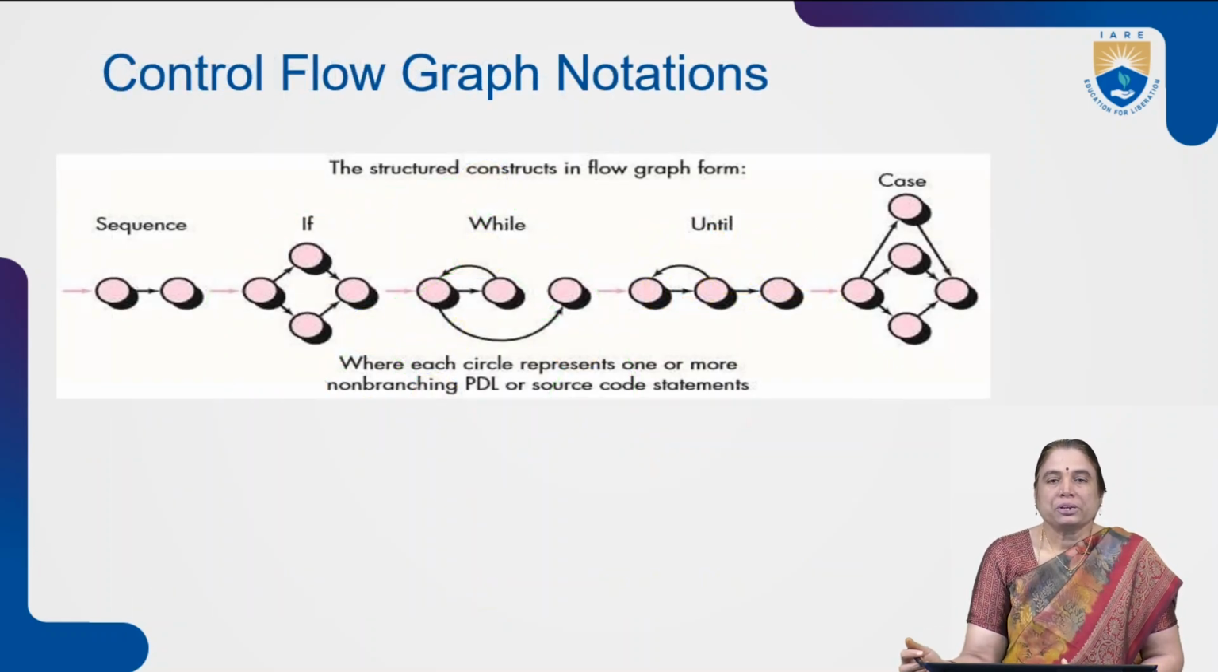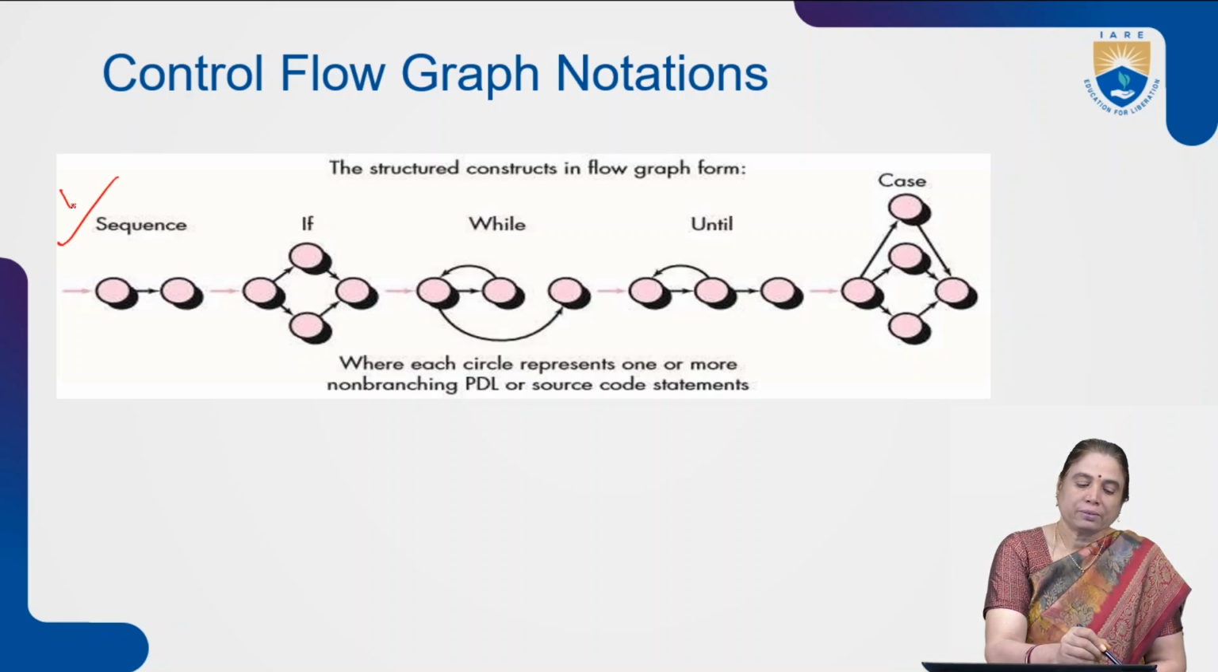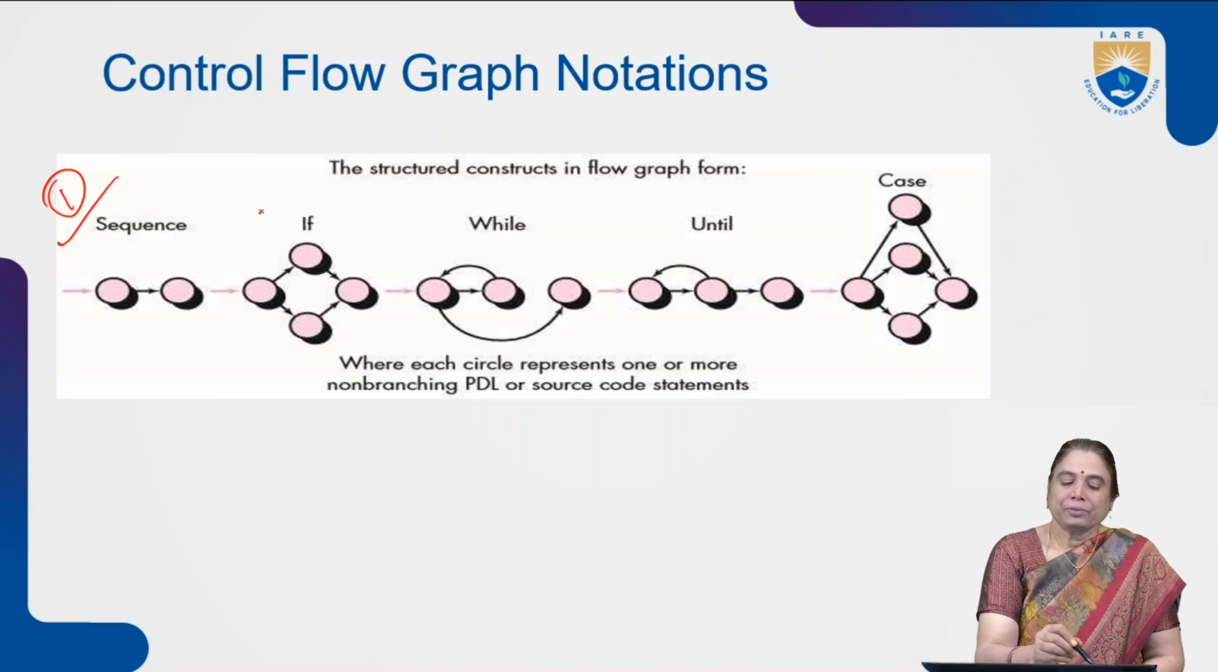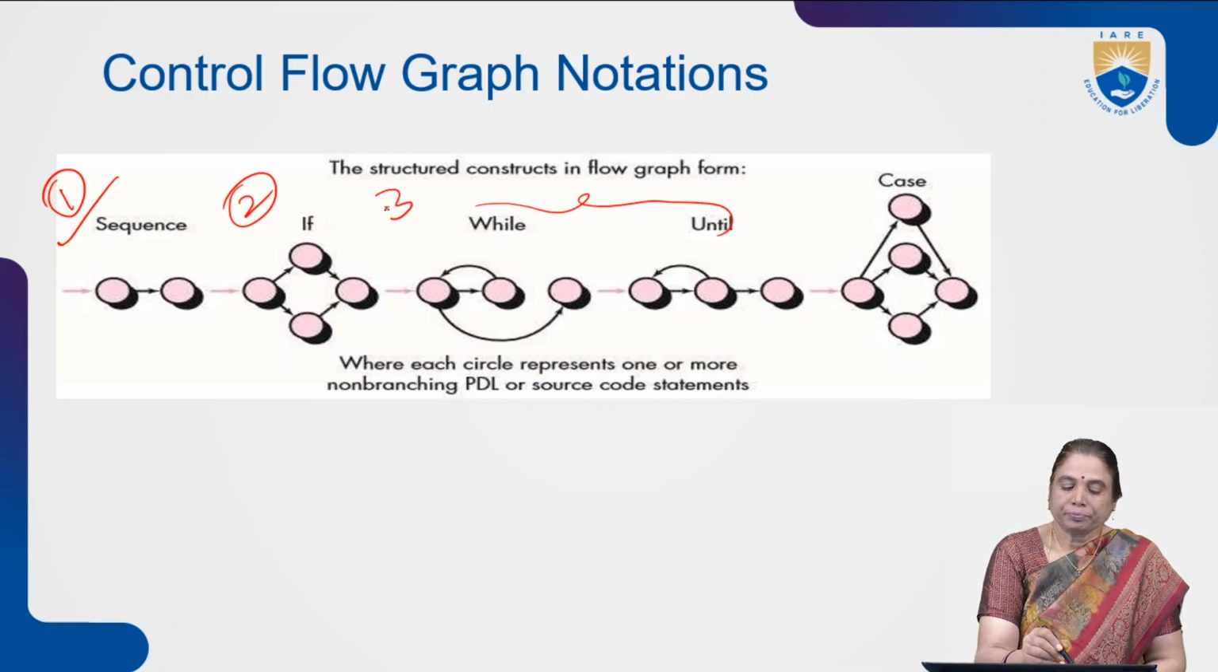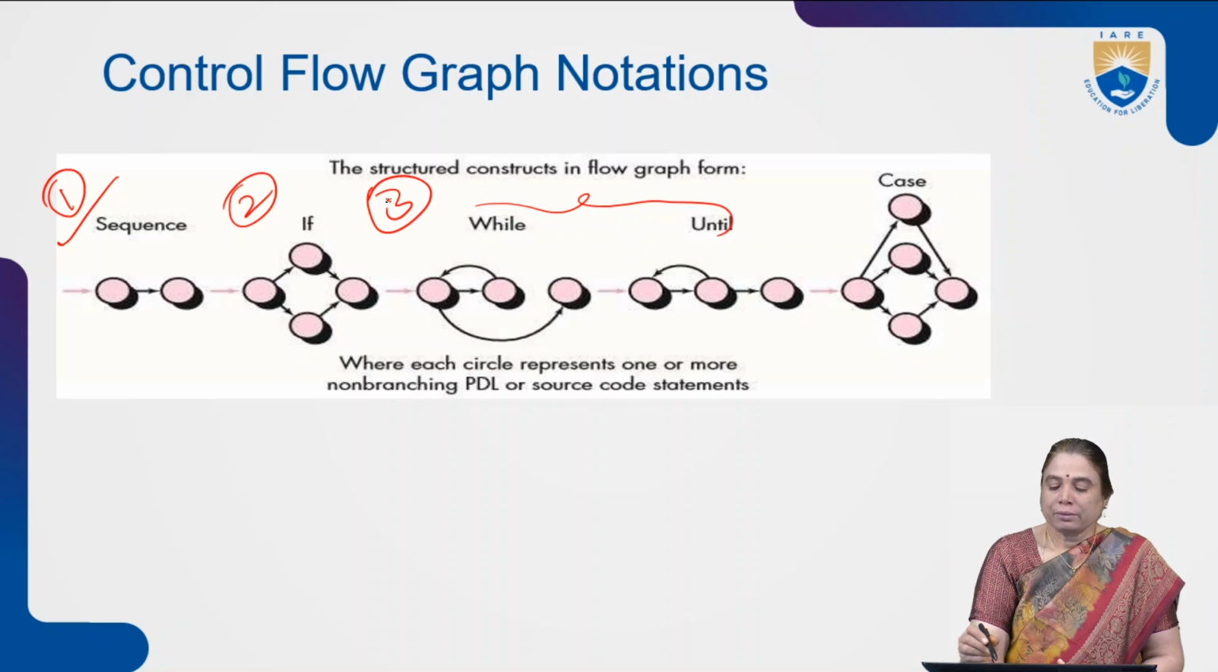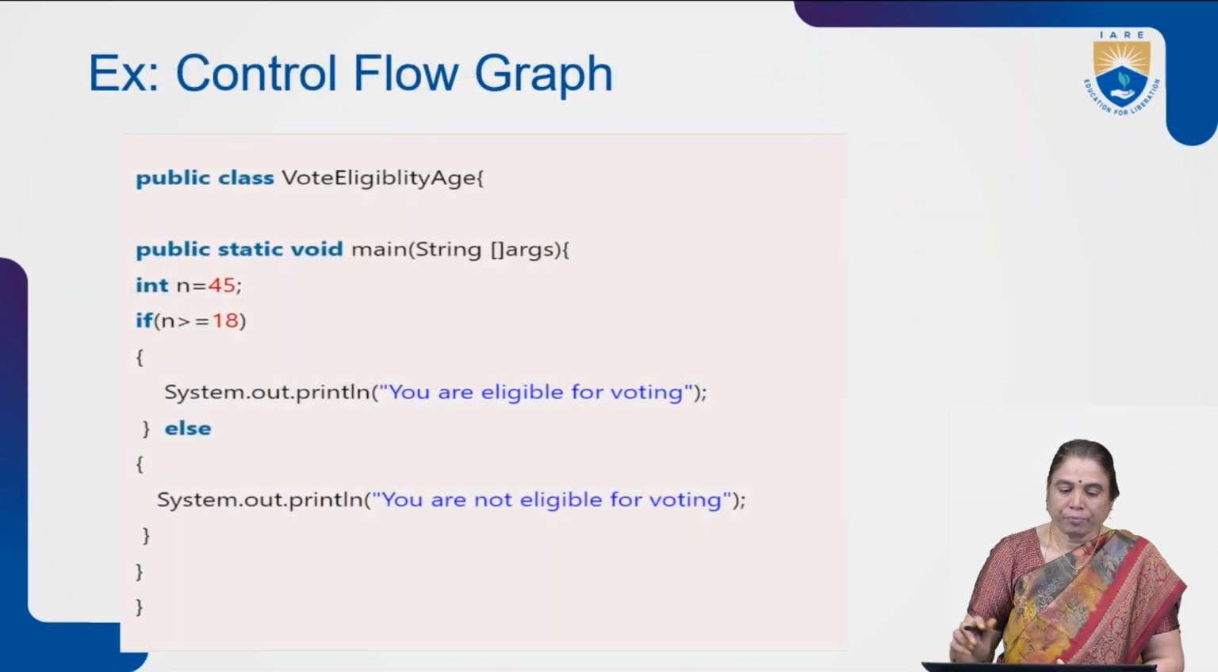And the notations that are generally used in control flow graph creation are, the first one, sequence. Second one is decision, that is, based on the condition, what are the alternative paths. Third one is looping. Fourth one is branching, that is, the case statement. So these are the four notations used for the development of a control flow graph. So we'll take one example.